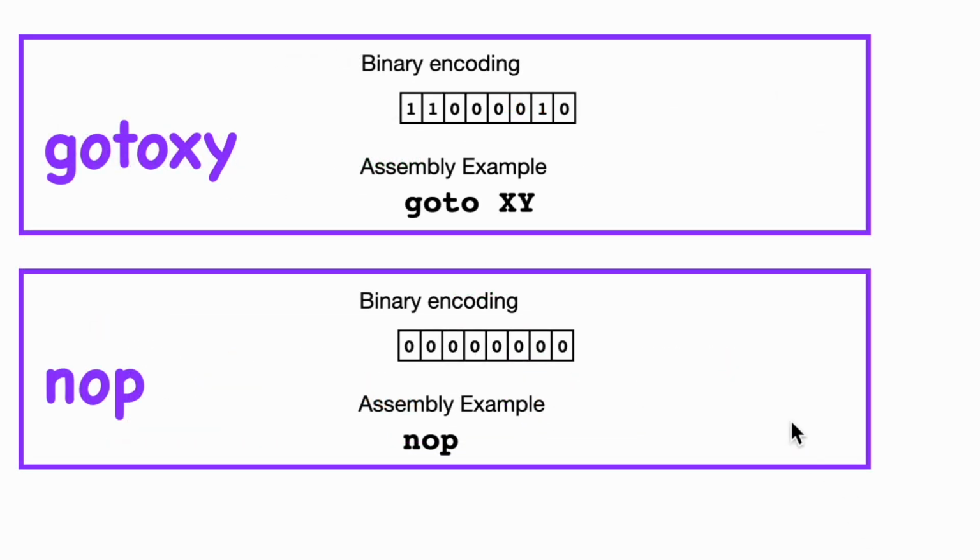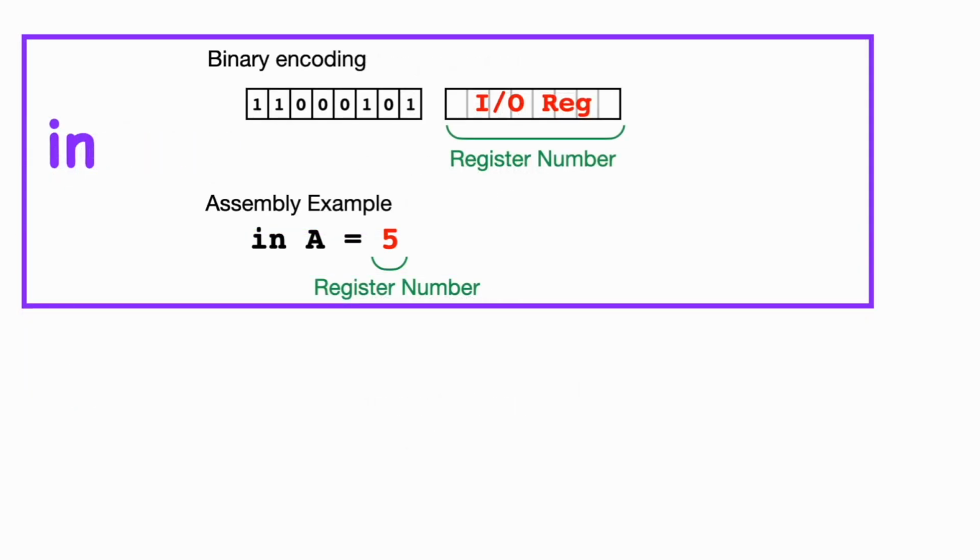We also have an unconditional jump instruction, which is called go to XY, and it's written like this. In this case, the target address to be jumped to is contained within the 16-bit XY register. This architecture also has a no-op instruction, which is just all zeros. Finally, we come to the last two instructions, the in and the out instructions. These are used for interfacing to I/O peripherals.